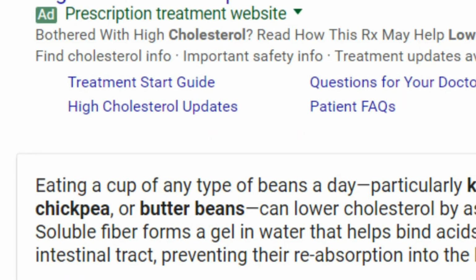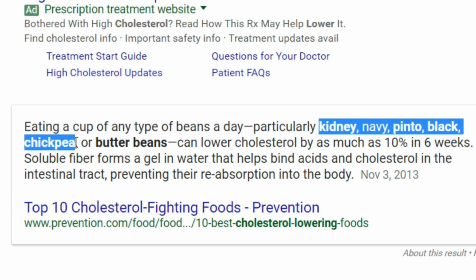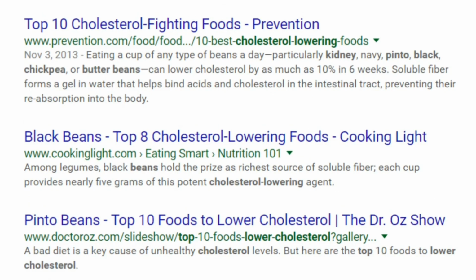So right off the bat, you can see eating a cup of beans can lower your cholesterol as much as 10%. So we have navy beans, kidney beans, pinto beans, black beans, and chickpeas. That's already 3, 4, 5. So there you go. You can easily find other articles out there that are based on these articles.